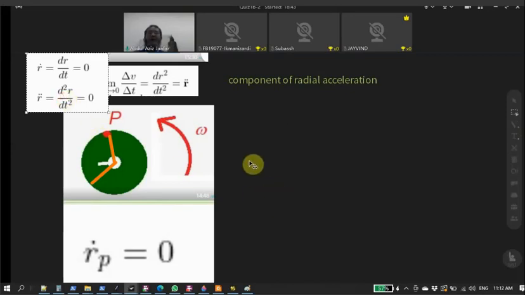So if we have, like, bicycle motion, right? So we have r dot equal to 0. So there will be no component of radial acceleration in that case.